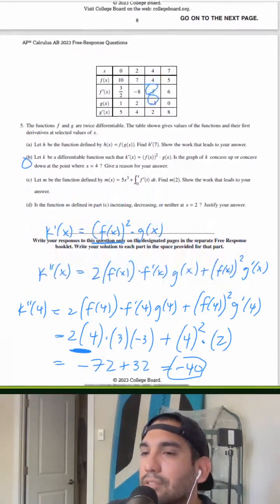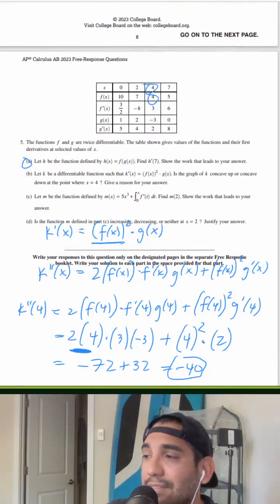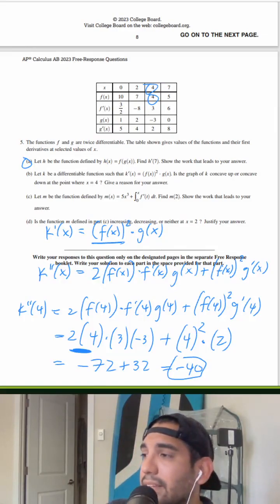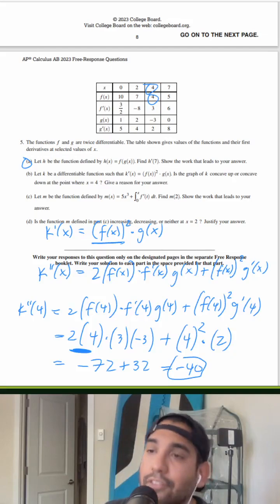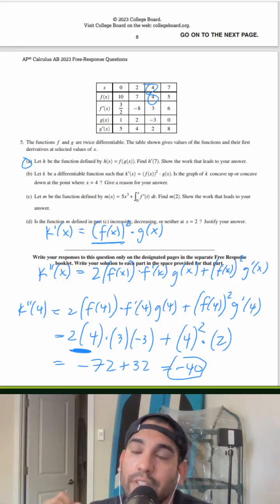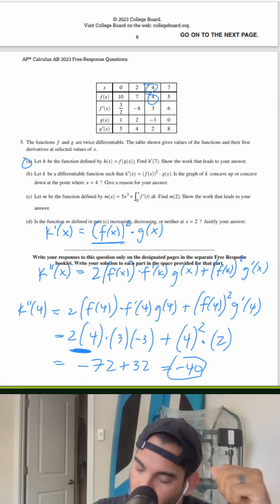Negative 72 plus 32. If I did my math wrong, I know someone said concave up, but I think it's concave down. So again, you have to state this: because the second derivative is less than 0, it is concave down at x equals 4. Here we go. This is going to start getting real fun. Here we go, part C.